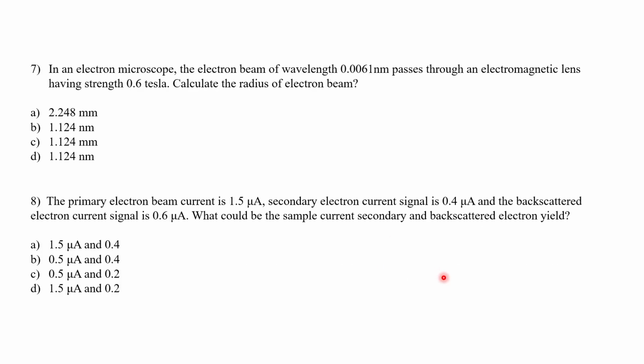The next question, question number 7, says: in an electron microscope, the electron beam of wavelength 0.0061 nanometer passes through an electromagnetic lens having a strength of 0.6 Tesla. Calculate the radius of the electron beam. Since we already discussed the relation, basically this question says that they have an electron beam, the wavelength of the electron beam is given, and you have your magnetic field of 0.6 Tesla. You need to calculate the radius of the electron beam.